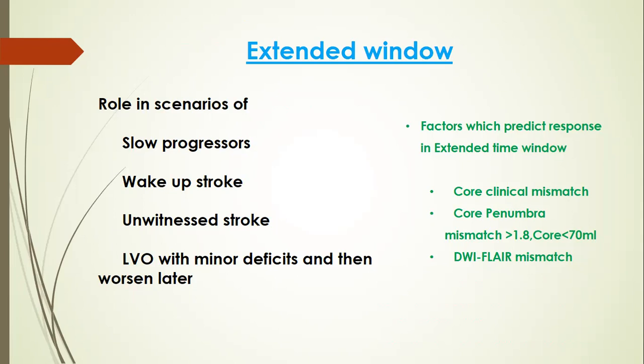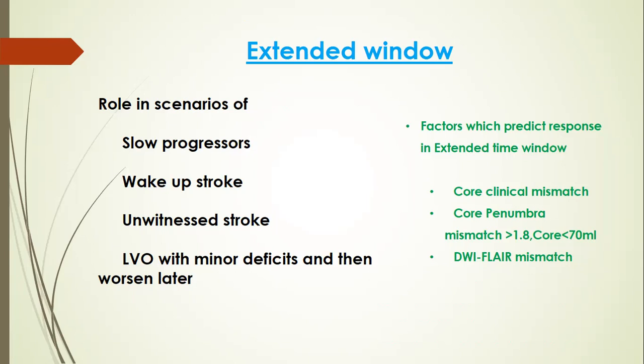This is the extended time window. Usually for thrombolysis it is 4.5 hours. For mechanical thrombectomy, it is up to 24 hours after the stroke. This is called the extended time window for reperfusion. It is indicated in core clinical mismatch. Like if the infarct size is less and salvageable penumbra tissue is more, in that scenario the patient will be having deficits that are inappropriate to your imaging findings. That is called core clinical mismatch and core penumbra mismatch.